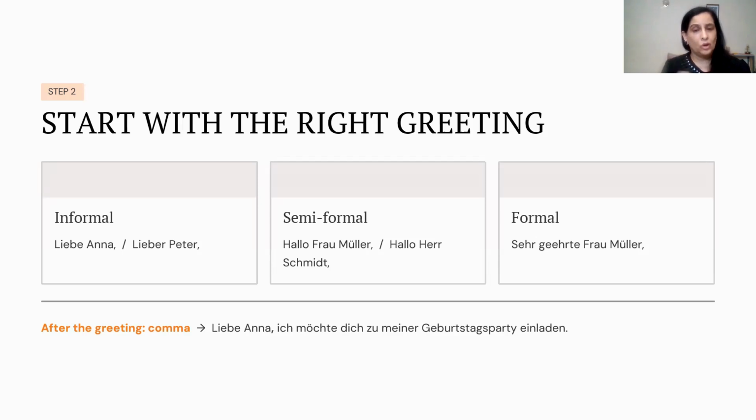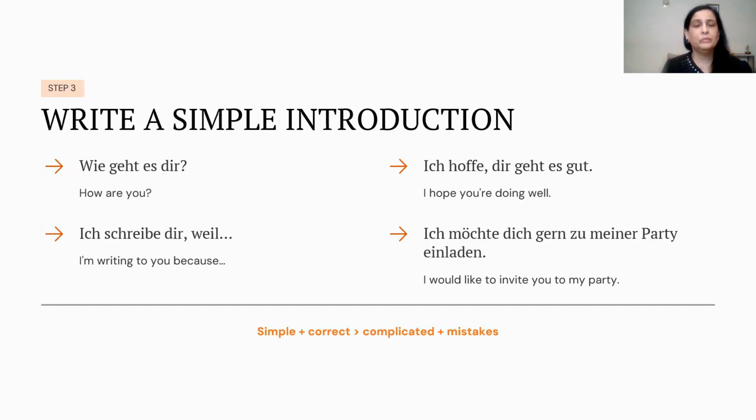After the greeting, a comma will be there. Suppose you are writing to Anna. It will be Lieber Anna, ich möchte dich zu meiner Geburtstagsparty einladen. I would like to invite you to my birthday party. Write a simple introduction. Wie geht es dir? How are you? Ich hoffe, dir geht es gut. I hope you are doing well. Ich schreibe dir, weil... I am writing to you because... Ich möchte dich gern zu meiner Party einladen. I would like to invite you to my party. This is the simple introduction.